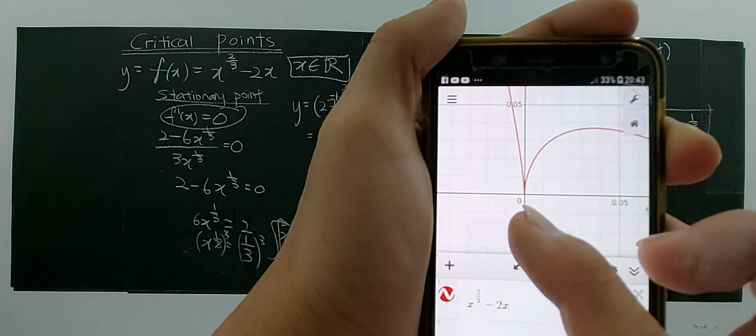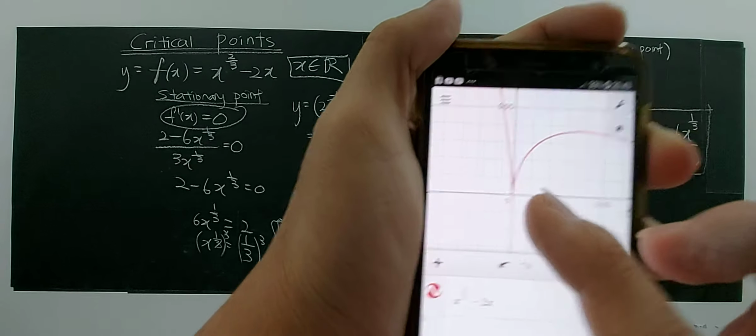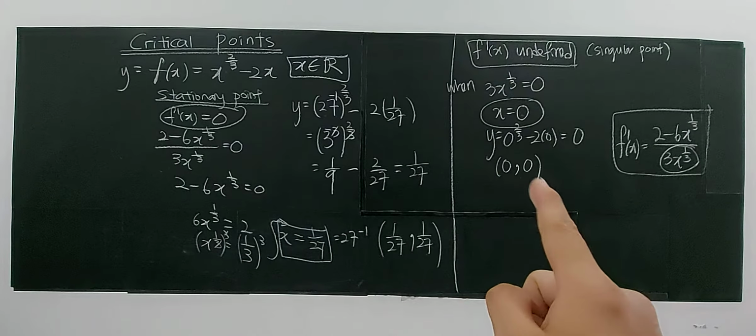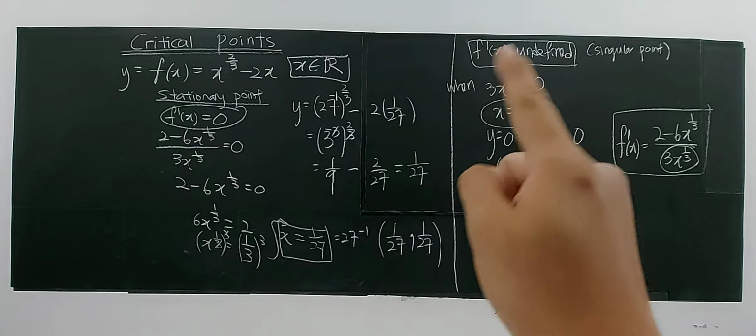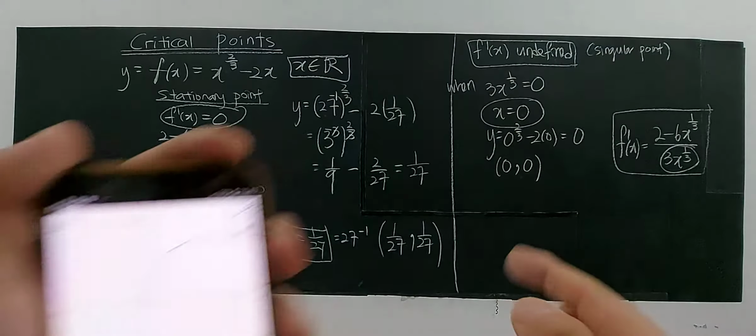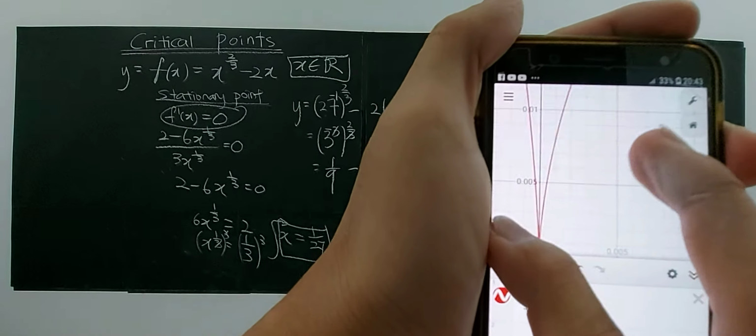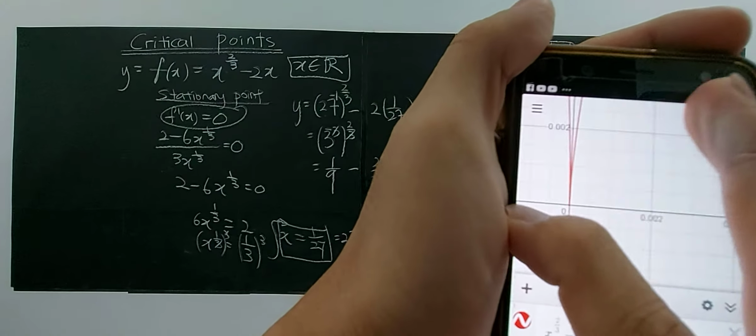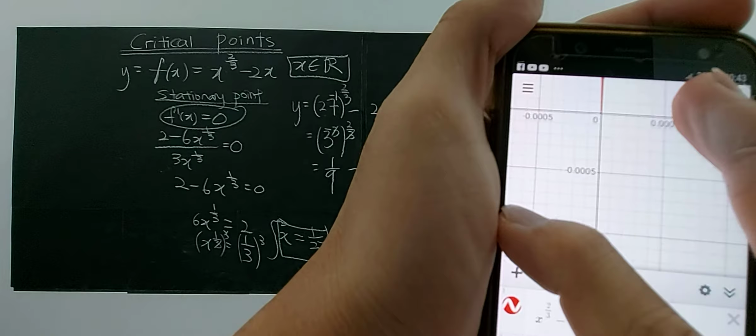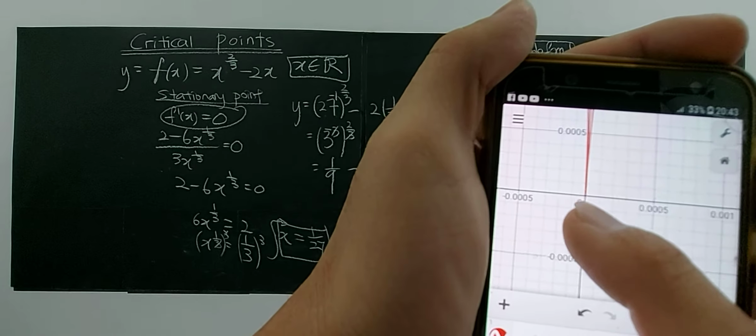This is a cusp, C-U-S-P, right? At 0, 0. Can you see or not? At 0, 0, f prime x is undefined, meaning there is no gradient at this point. If you look at this very sharp point here, if I keep zooming, wow, you have even more detail. This is a very good app, right? So 0, 0 is a sharp point.